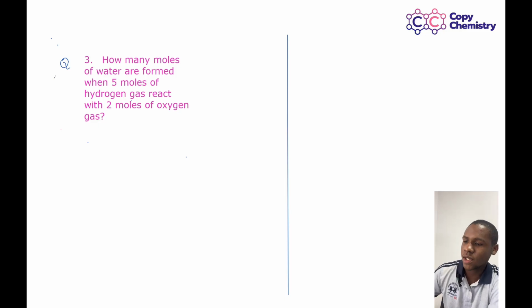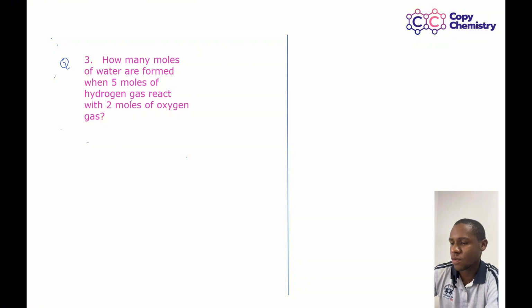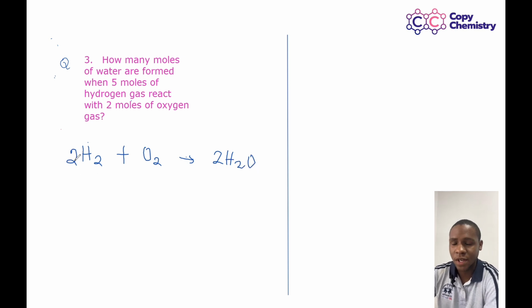Well, it's quite easy. The first thing we want to do is to write out our balanced equation. H2 plus O2 gives you H2O. You want to make sure this is balanced so that it would not affect your calculation later on, okay? Now the next thing you have to do is to write down what you have. This is 5 moles of hydrogen, this is 5 moles here, and this one is 2 moles.